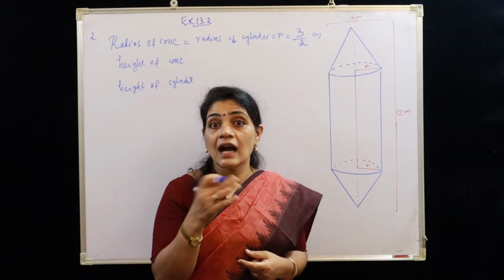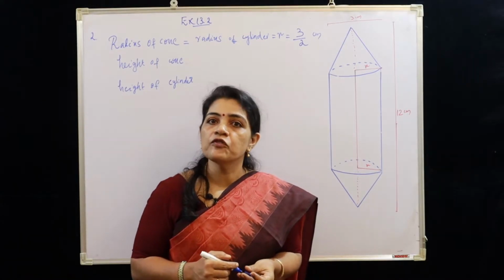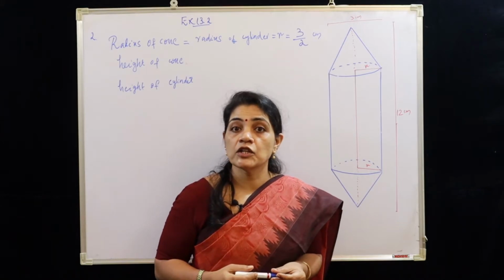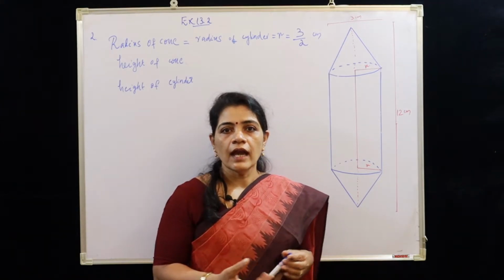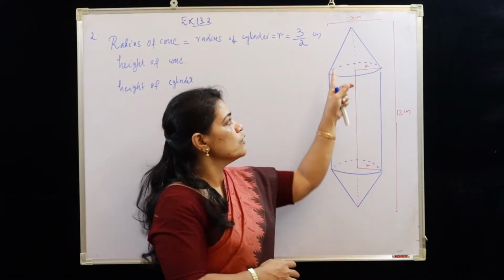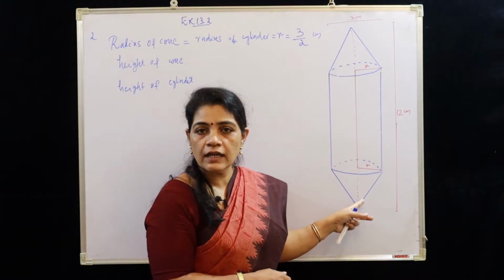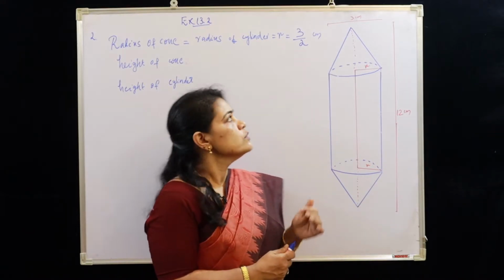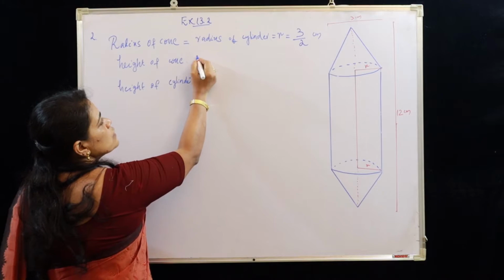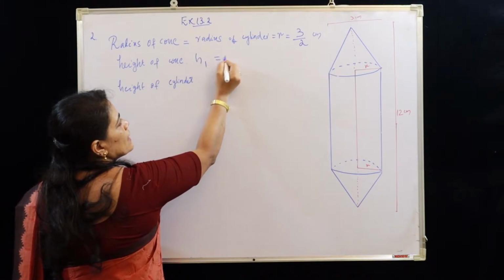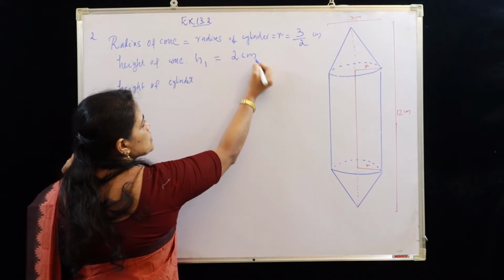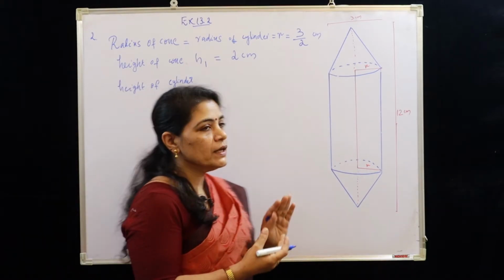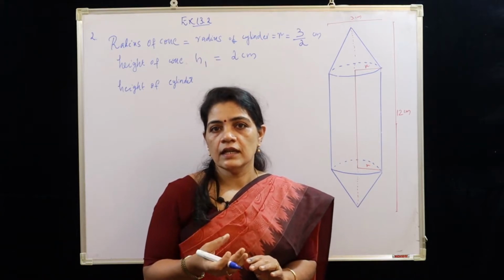That means, since the heights of the cone and cylinder are different, we have to represent them with different notation. We can represent the height of the cone as h1. The height of this cone is equal to the height of this cone, and that is given as 2 centimeter. So h1 equals 2 centimeter, each cone. So what will be the height of the cylindrical part?